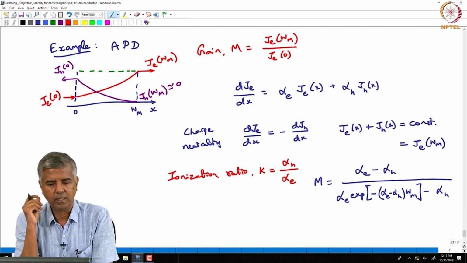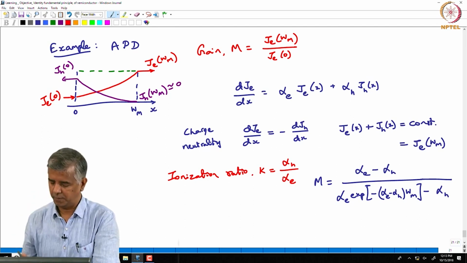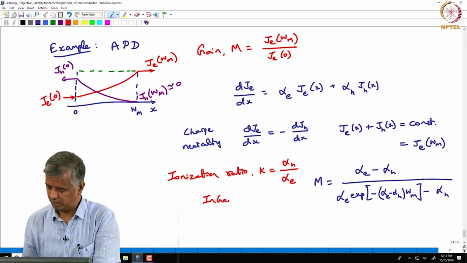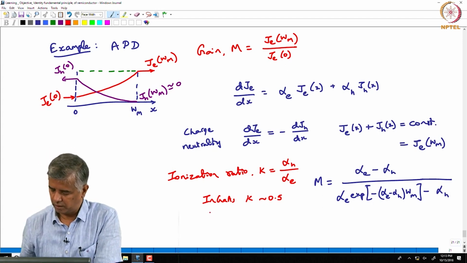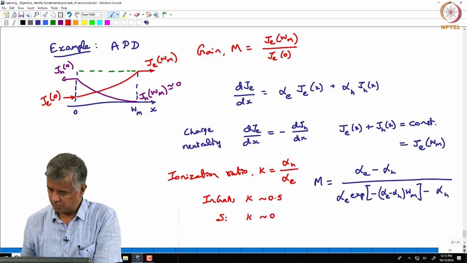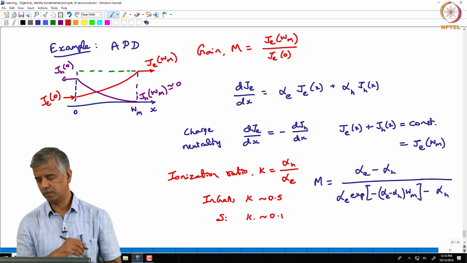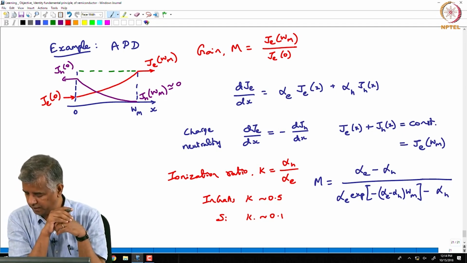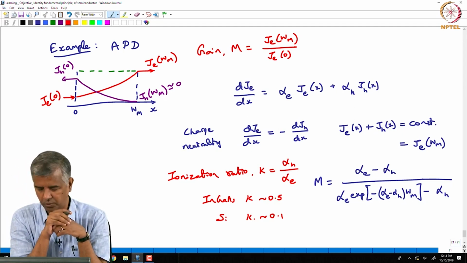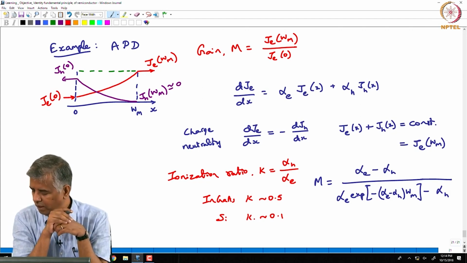But for indium gallium arsenide, we have k being approximately equal to 0.5. Of course, it can change based on the material that you are using, and also the specific configuration that you are using for your avalanche photodiode. But in silicon, k is about 0.1. Right, and once again, by designing things appropriately, k can even be less than 0.1 for silicon. 0.006 has been demonstrated.